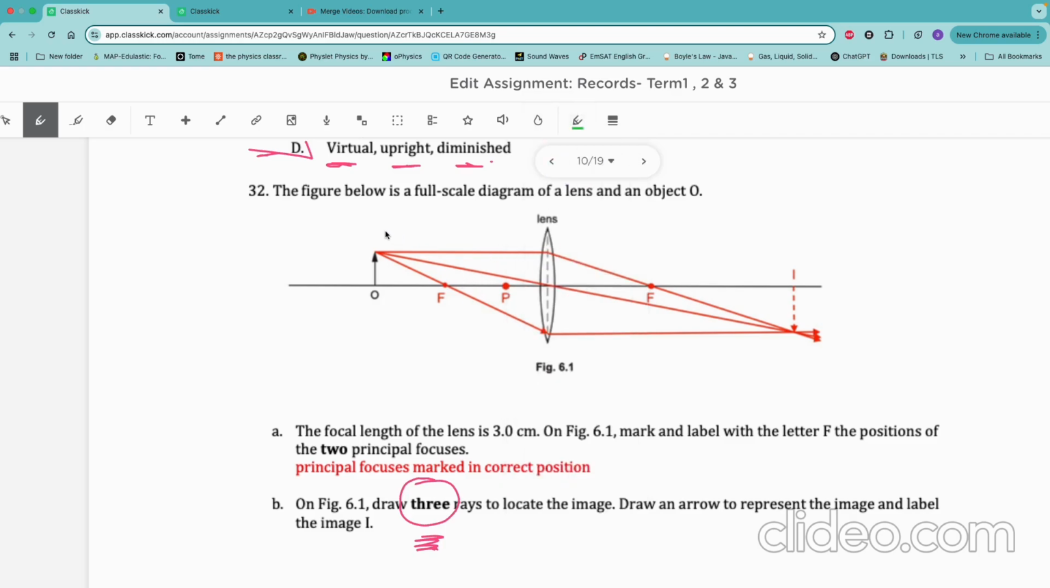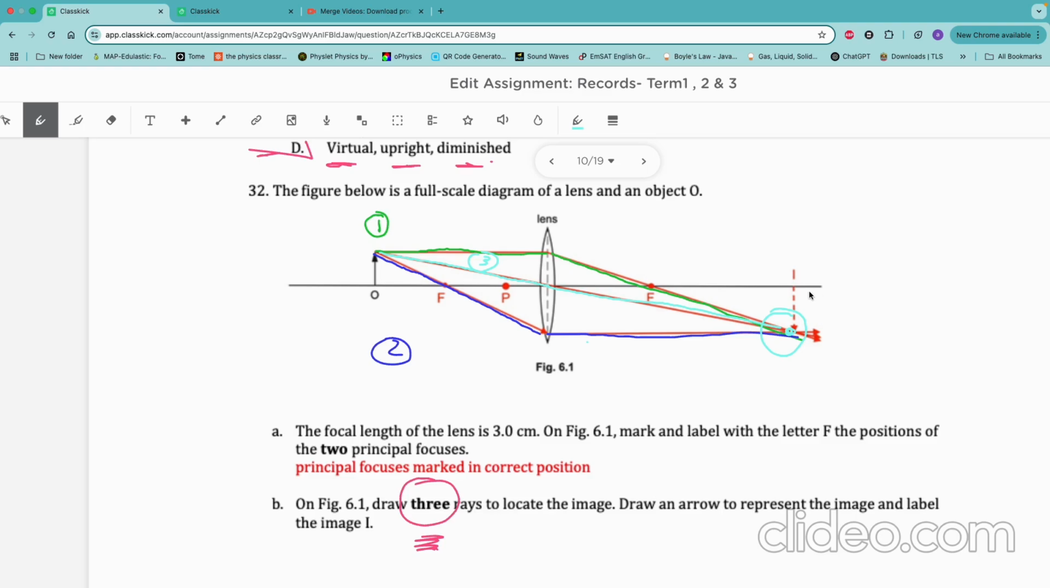Again, following our rules. Number 1, light falls parallel, refracts passing through F. Number 2, passing through the focal point, refracts parallel. Number 3, which is the easiest, has to pass through the center of the lens and complete its path straight. So all refracted rays will meet at a specific point. This is the point where the image will be located.